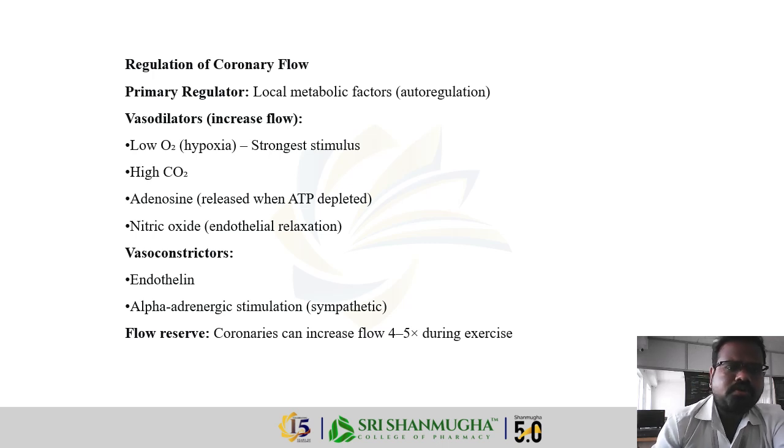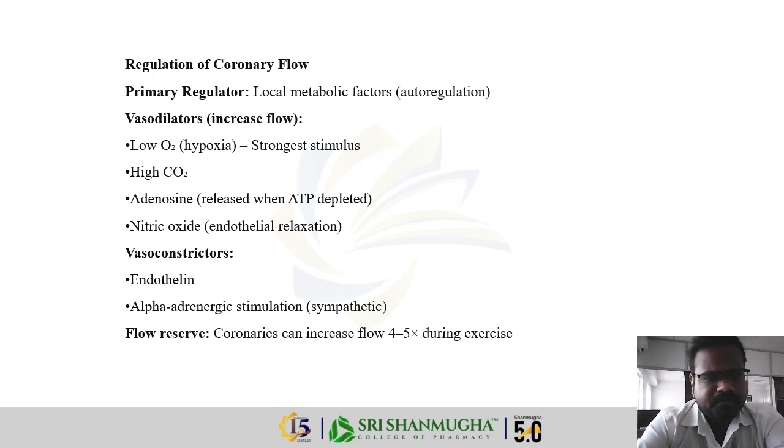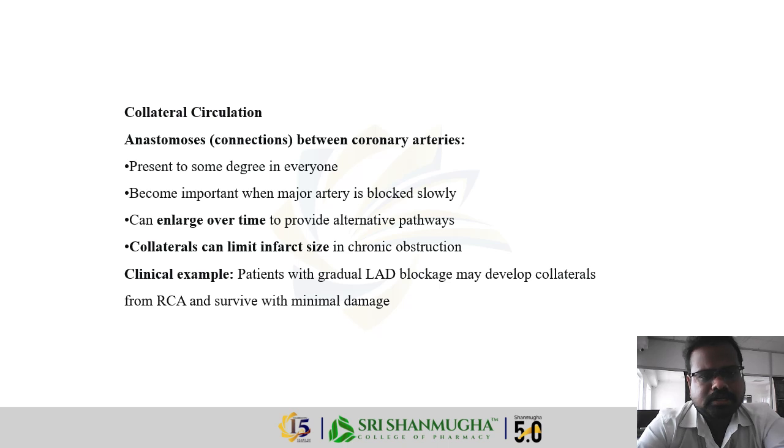For the regulation of coronary flow, the primary regulators are vasodilators and vasoconstrictors. Then collateral circulation: anastomotic connections between the coronary arteries can enlarge over time to provide alternative pathways. Collaterals can limit infarct size in coronary obstruction. A clinical example: a patient with a gradual LAD blockage may develop collaterals from the RCA and survive with minimal damage.